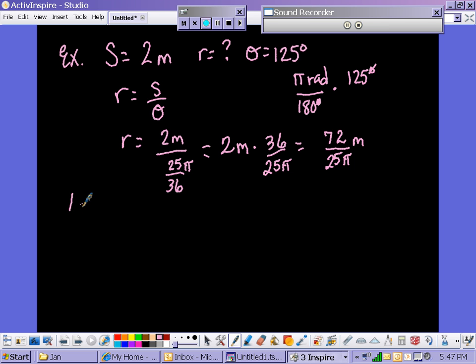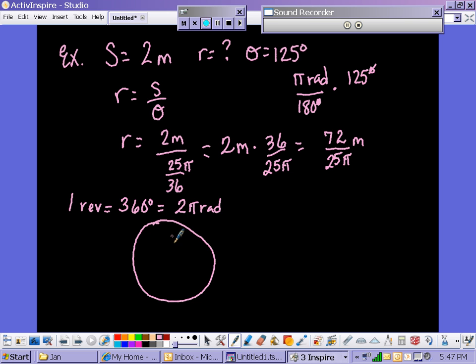Okay, one revolution is equal to 360 degrees, which is also equal to 2 pi radians. Okay, basically all it's saying is I have a circle, and we know a circle is 360 degrees. Not a very good circle, but you guys understand.